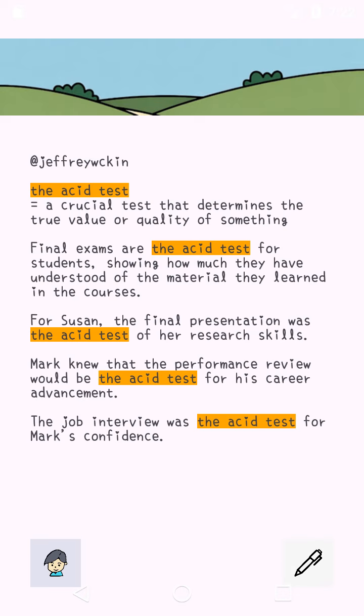Second example, for Susan, the final presentation was the acid test of her research skills. The sentence means that Susan's final presentation was a key test to see how good she was at researching.